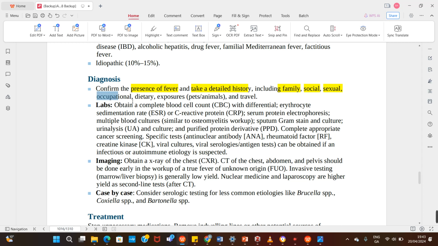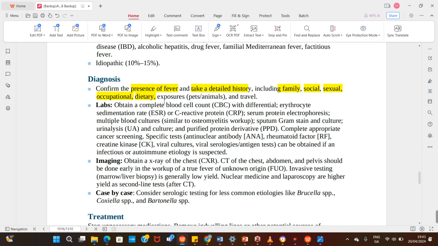Occupation. So where is this person working? Is he a healthcare worker? Does he work in nursing homes, prison? They can get exposed to tuberculosis. It's a very common cause of fever of unknown origin. What is the diet? What's the person eating? Yeah, because part of the cause is also typhoid fever, which is not mentioned here. So you want to know what the person is eating.